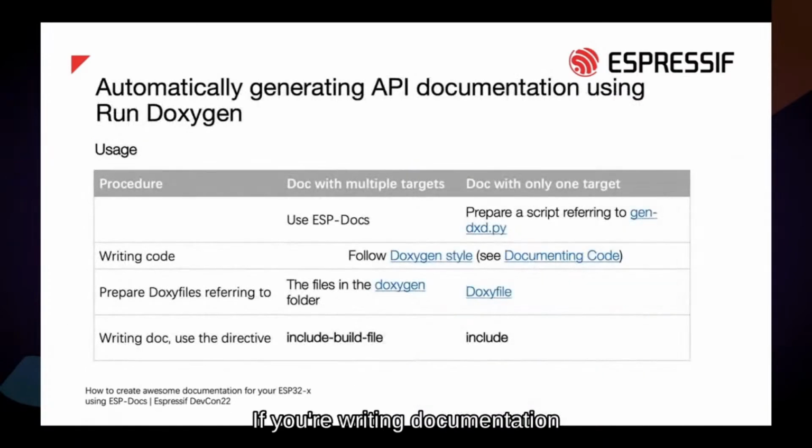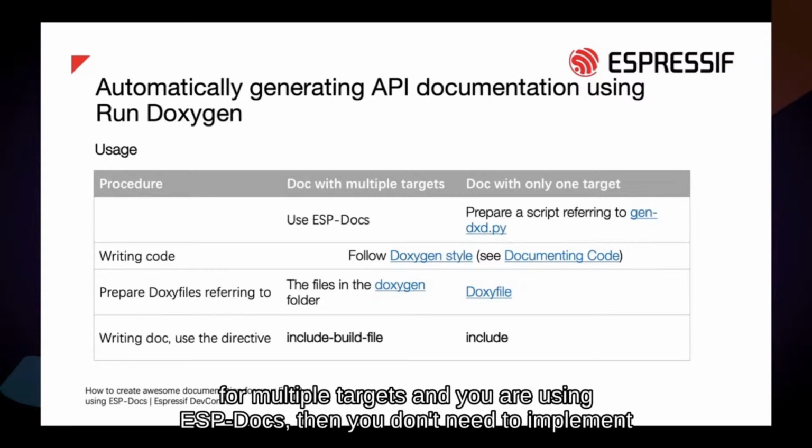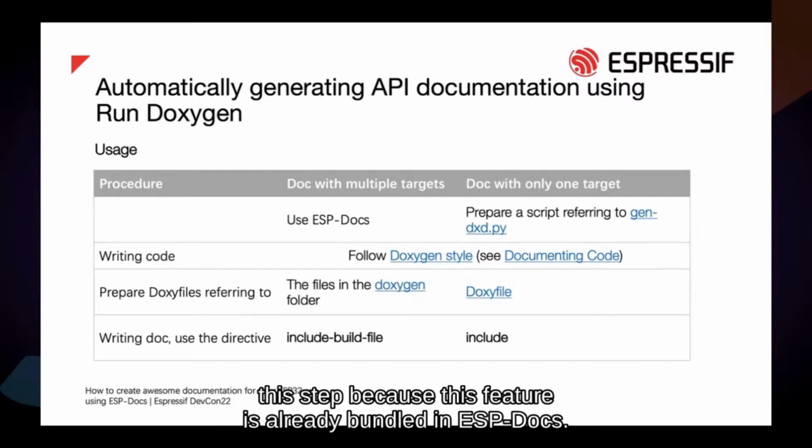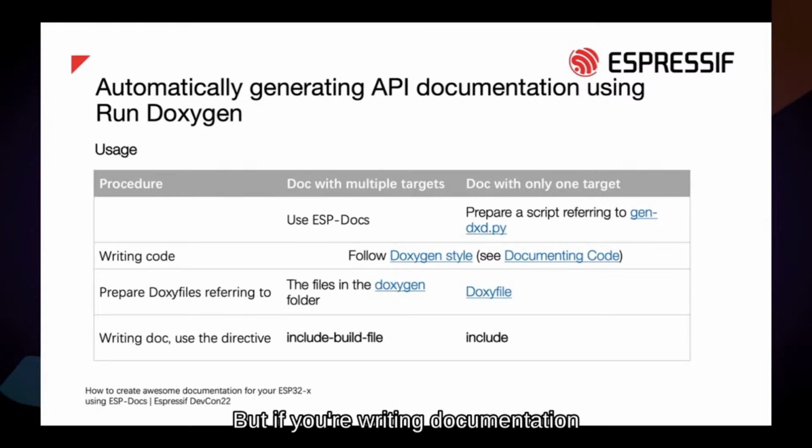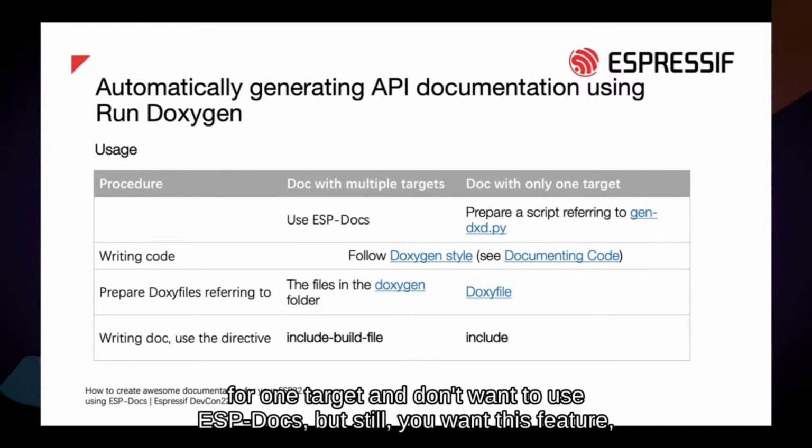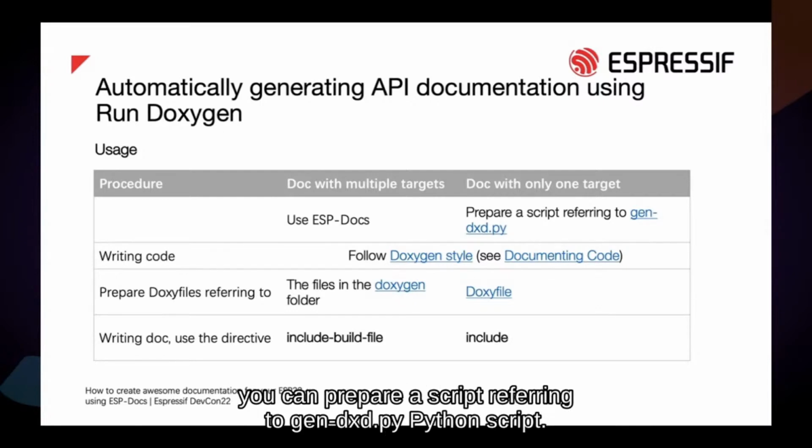If you're writing documentation for multiple targets and you are using ESP-Docs, then you don't need to implement this step, because this feature is already bundled in ESP-Docs. But if you're writing documentation for one target and don't want to use ESP-Docs, but still want this feature, you can prepare a script referring to the gen_dxd Python script.